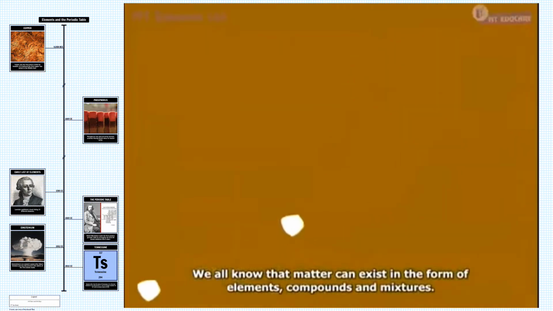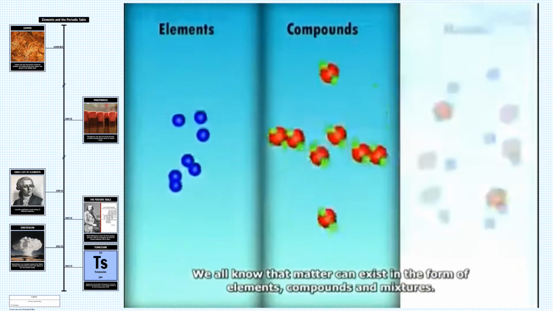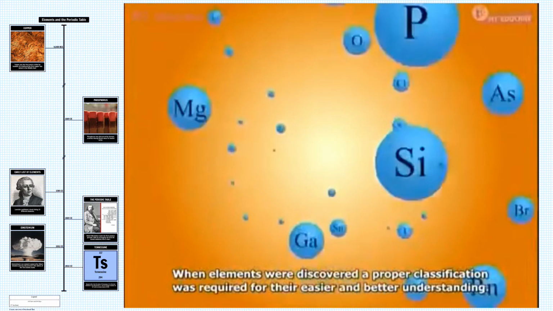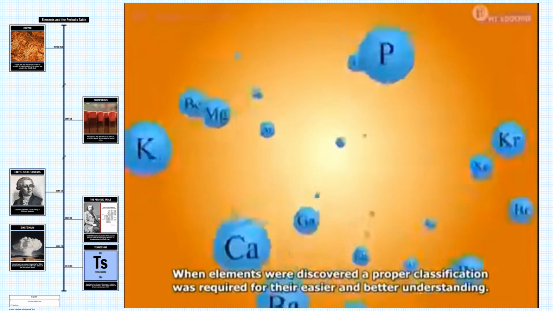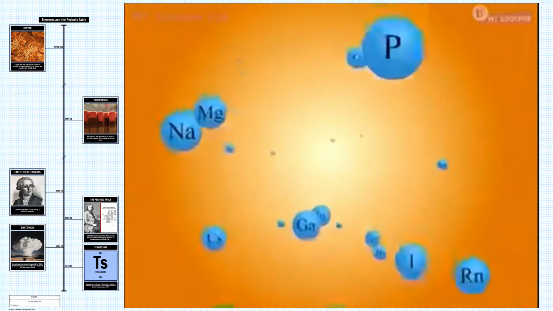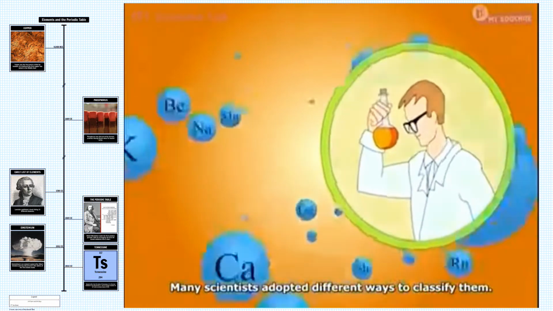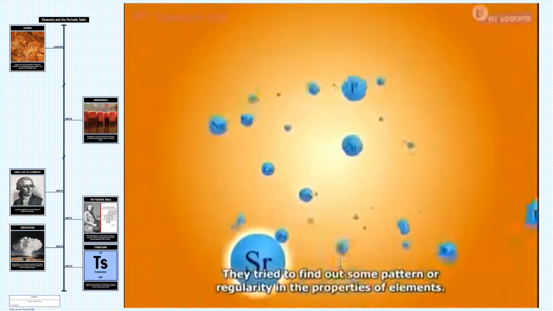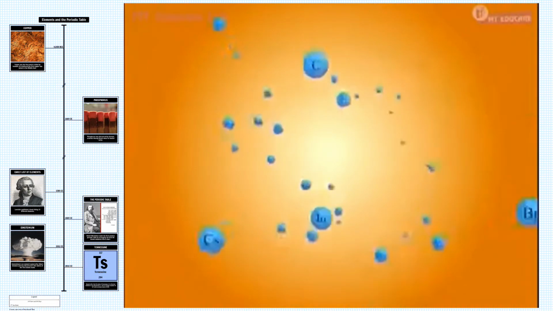That matter can exist in the form of elements, compounds, and mixtures. When elements were discovered, a proper classification was required for their easier and better understanding. Many scientists adopted different ways to classify them. They tried to find out some pattern or regularity in the properties of elements.